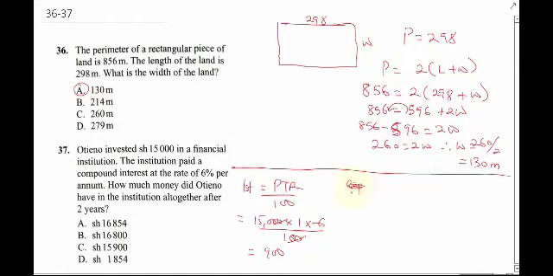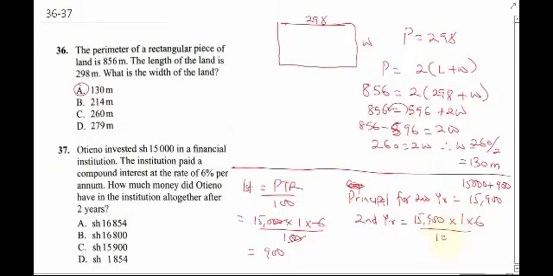capital principal for second year. Principal for second year will be 15,000 plus 900, which will give us 15,900. So for second year, it will be 15,900 times the second year times 6, all divided by 100. So double zero cancels double zero. 15,900 times 6 is going to give us 954.